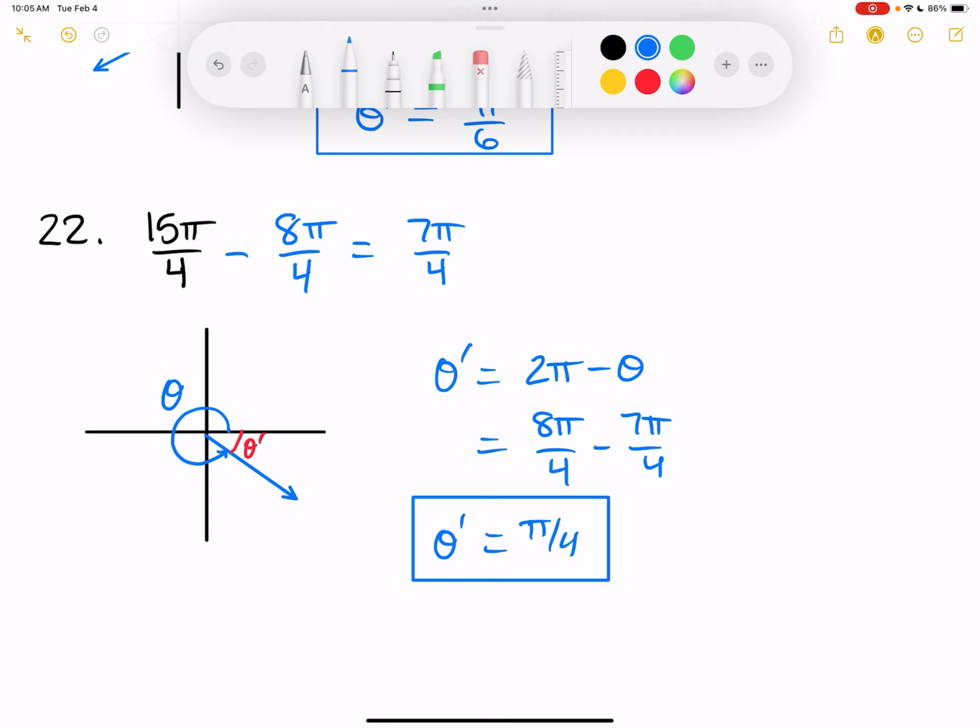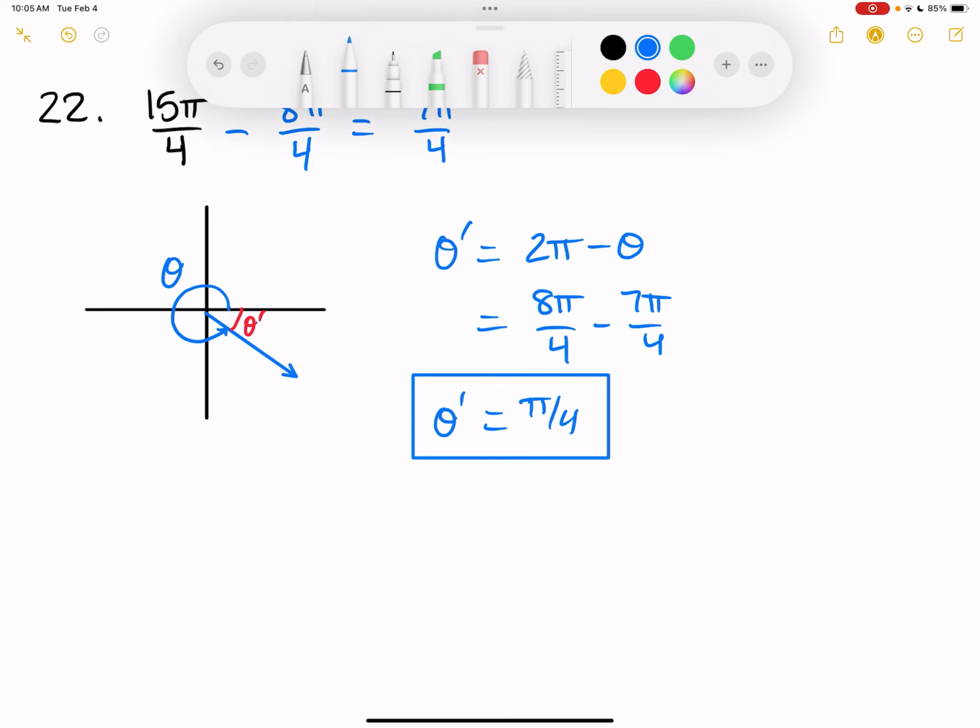All right. You're going to want your unit circle handy for these next few questions. So evaluate without using a calculator.